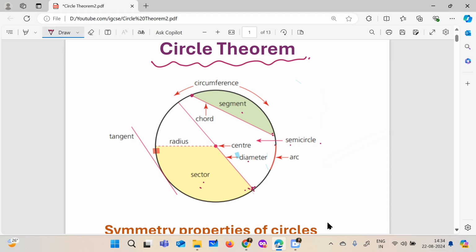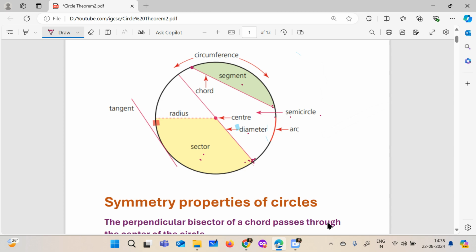Now there is another term which is again very important. You have many theorems on this. You can see tangent. A tangent is a line which passes through the circle and touches the circle at only one point. Is this clear to you? When a line touches the circle at two points, we call it a secant. This is a secant, whereas when it is touching at one point, we call it a tangent. I hope you have recalled all these terms.